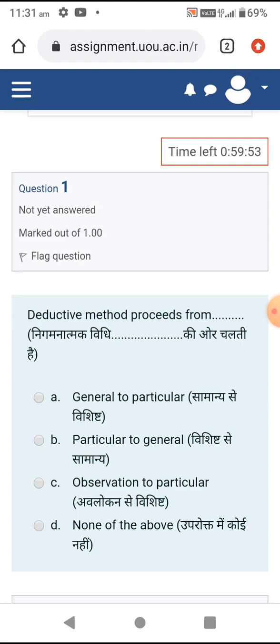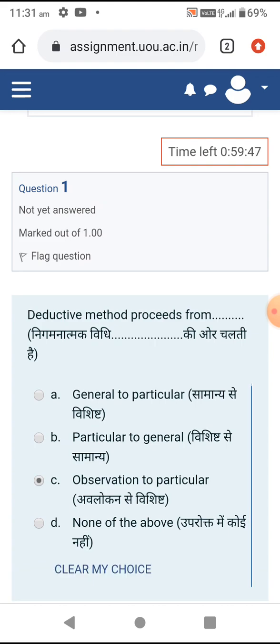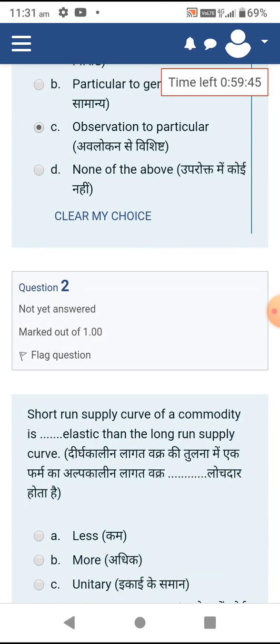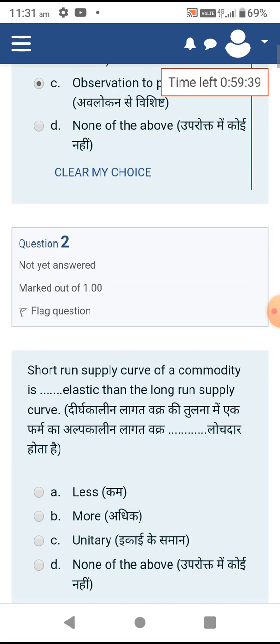Deductive method proceeds from general to particular, particular to general, observation to particular, none of the above. Short run supply curve of a commodity is dash elastic than the long run supply curve: less, more, unitary, none of the above.